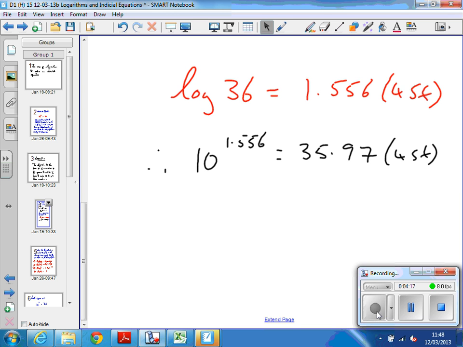Okay? So that's what the logarithms do. The logarithms allow us to find the number when we've got x being in the power in this case. But to solve more difficult indicial equations, we need to know these laws of logarithms. So let me just show you what these laws of logarithms are.